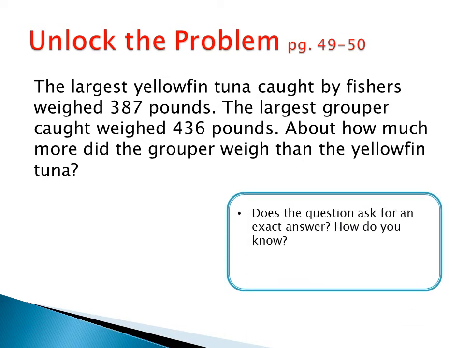Does the question ask for an exact answer? How do you know? That's great. They didn't ask for an exact answer because they used the word about. Now underline or circle the numbers that you need to use. 387 and 436.